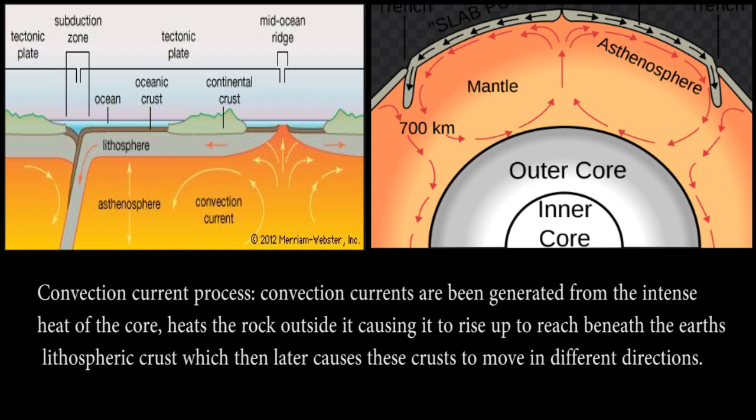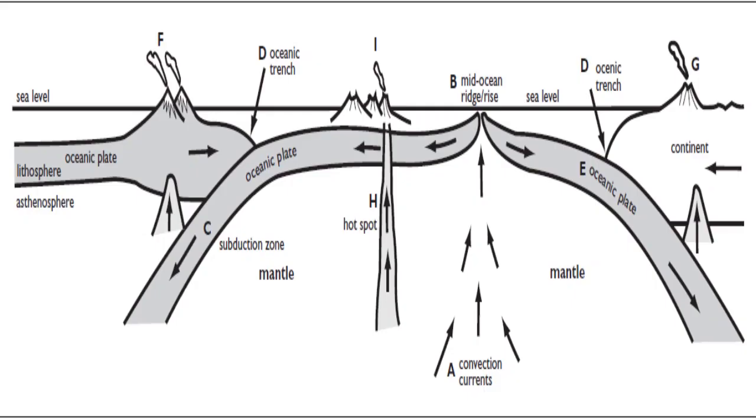It's a cross section of Earth, and the image illustrates geological processes, which is the convection current. There are two kinds of lithospheric crusts or tectonic plates. The other one is oceanic and the other one is continental.